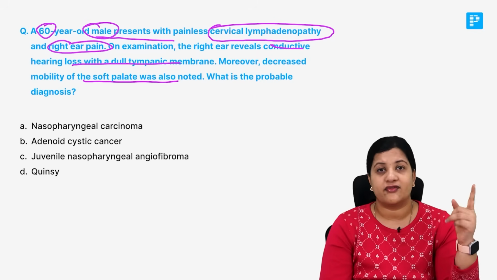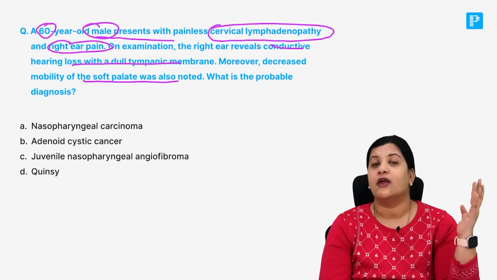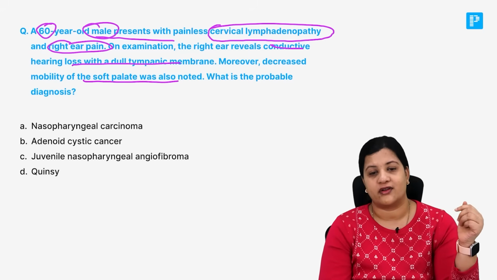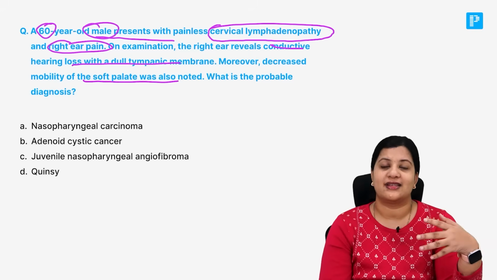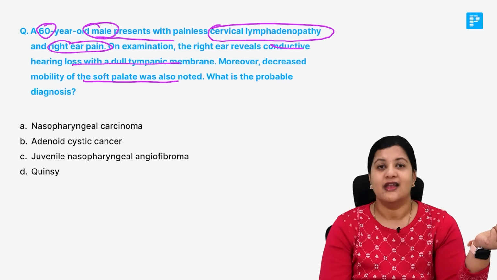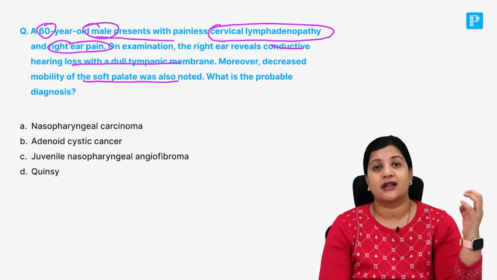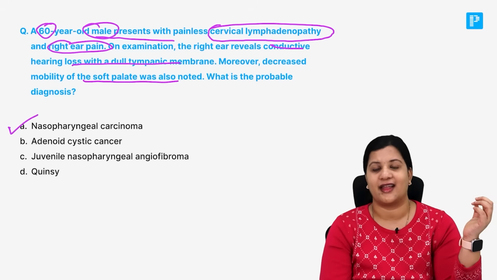And whenever there is 5th nerve involvement, 10th nerve involvement and conductive hearing loss, we think of a triad called Trotter's triad. So they have given you immobility of the soft palate, which is indicative of 10th nerve palsy because of the extension of the carcinoma along the foramina of the base of skull. So this is a very typical clinical scenario suggesting nasopharyngeal cancer.